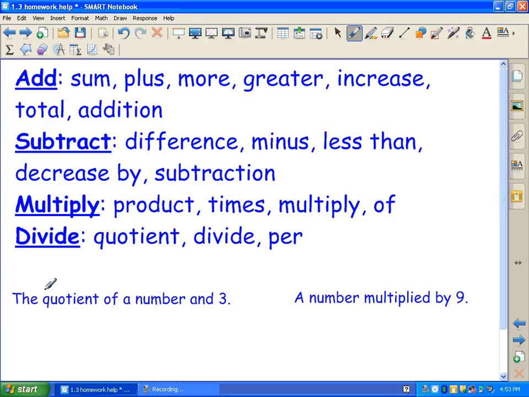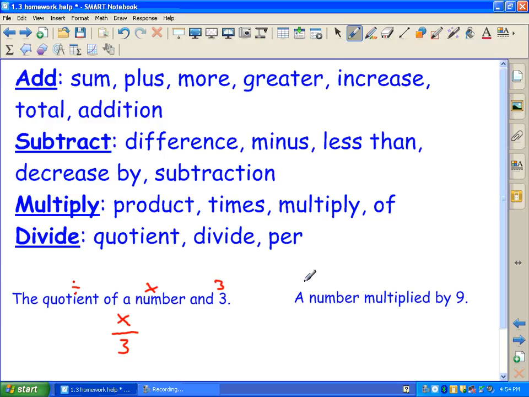So the first one here says the quotient of a number and 3. If I want to write that out in algebra, I know the quotient means to divide. And where I see the words a number, I'm going to be putting in some variable. And I can use whatever I want. I'll use x. So I'm dividing x and 3. And so the way I write that, whenever I'm writing division for algebra, I'm going to write it as a fraction. So in this case, I will write it as x over 3.